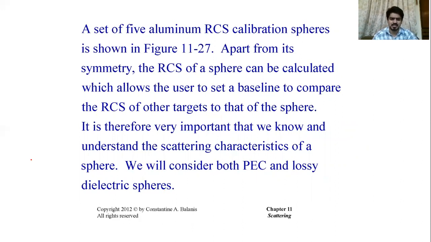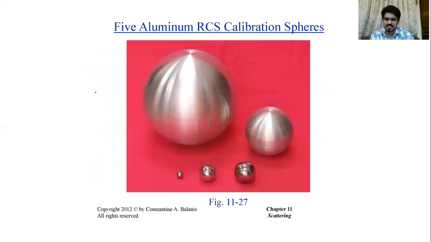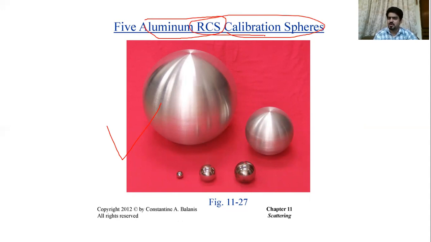Again, that's what you can see here in this slide as well. These are some of the typical PEC spheres. They are aluminum spheres for calibration purposes, for radar cross section calibration.